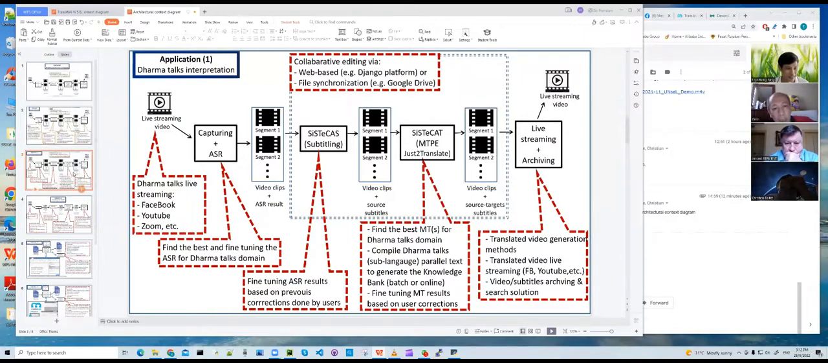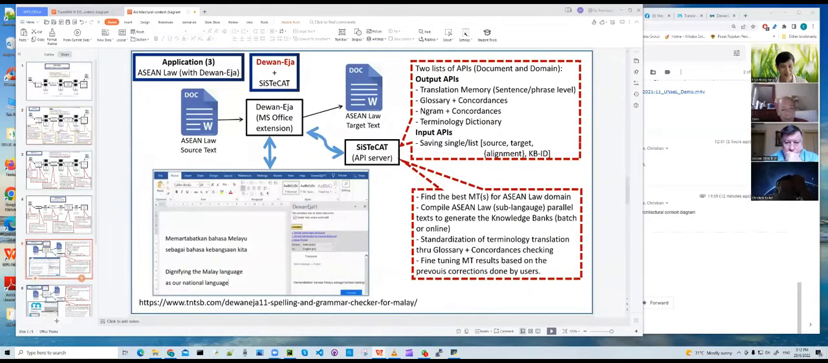Yes, but so this one is for level 2. One potential one is our long-term friend, Devon Edger. He would like to use his Devon Edger to integrate with the SiSTeCAT API, to combine it. SiSTeCAT or the old SiSCAP? No, SiSTeCAT, not the old SiSCAP. That one cannot be used. So SiSTeCAT, I can also set up as an API server.